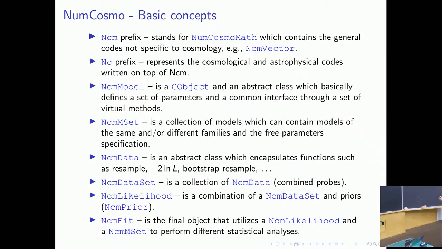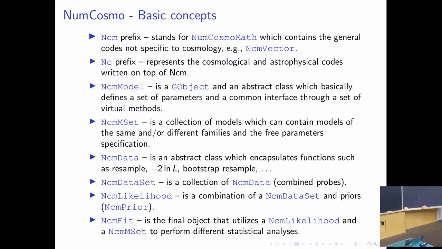So everything that's related to NumCosmo is under the prefix NCM, and the rest is under the prefix NC. So to build a pipeline, you basically want to have models that are representations of something physical that has parameters. And in the end, you want to combine these models in a model set.